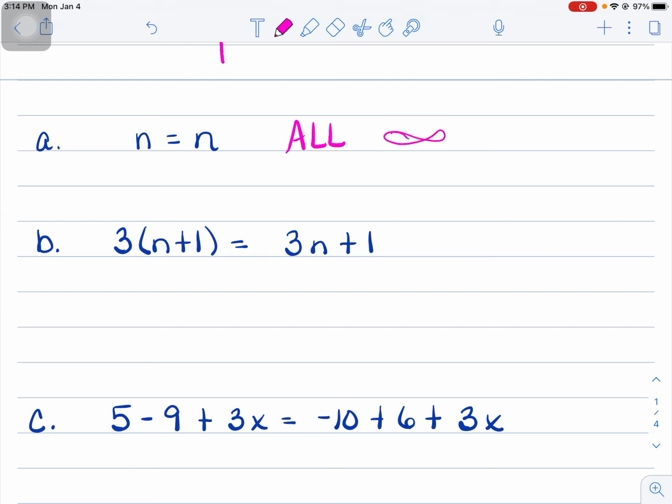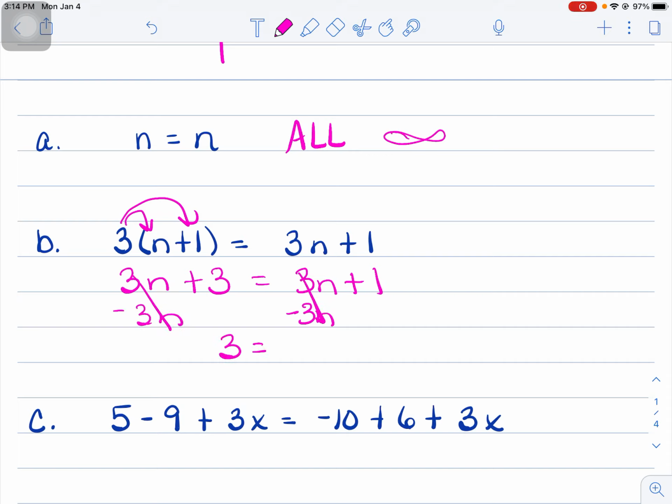All right, so let's look at this one. Now, don't just assume, oh, I see a 3n plus 1 and a 3n plus 1. This is distributing. This is actually going to be 3n plus 3 equals 3n plus 1. Now you can see they're not identical. But when I move my 3n over, I'm going to end up seeing they both cancel out, and I get 3 equals 1. Well, that's not a true statement, so this is a no solution.